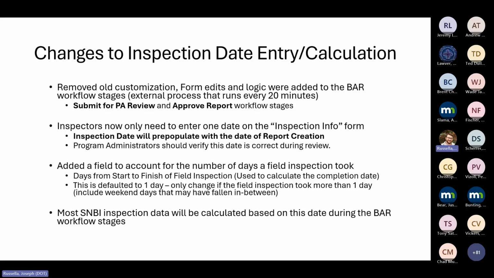So now moving forward, inspectors only need to enter the inspection date on the inspection info form within the report. This date when you start a report is auto-populated with the report creation date. So if it was created on 9/5/2025, the date in there will be 9/5/2025. And then you'll just need to go and change the one field to your actual field inspection date.